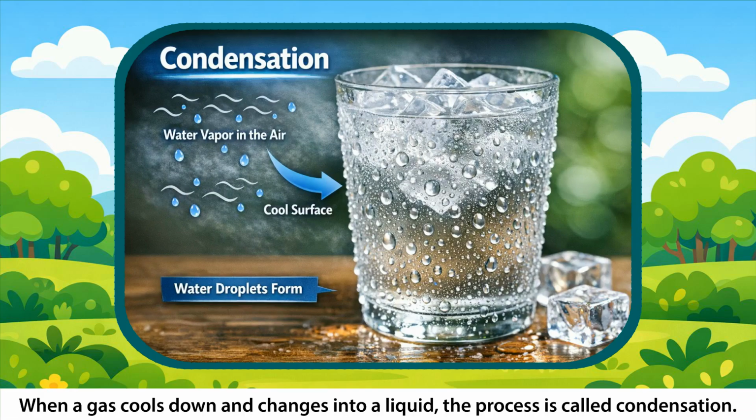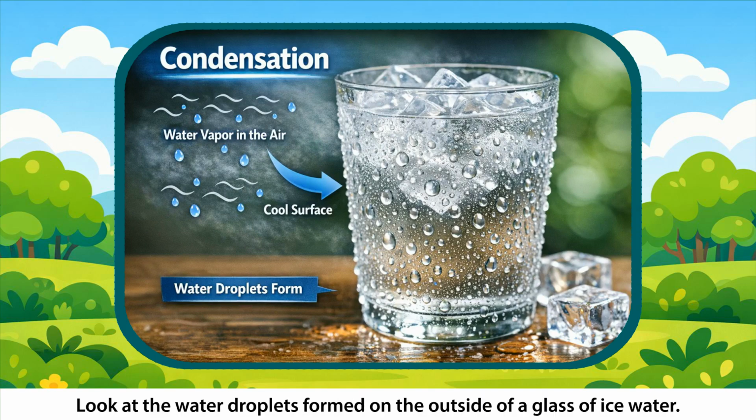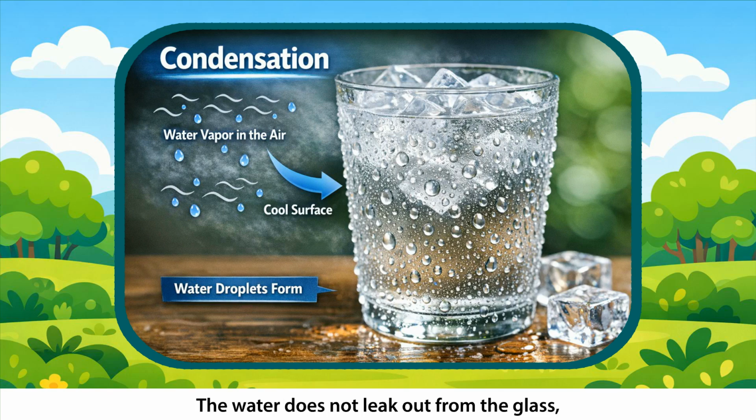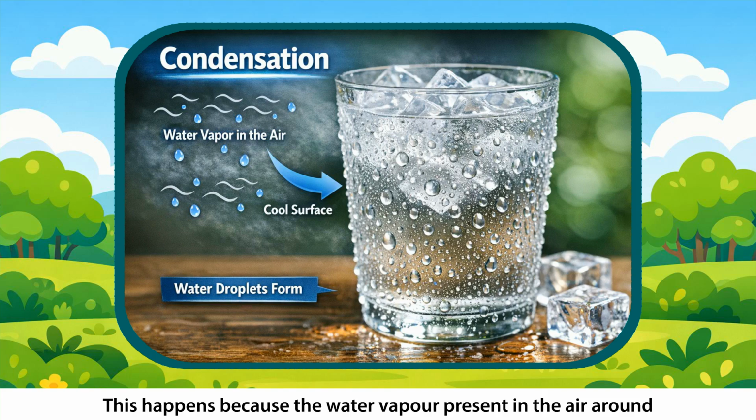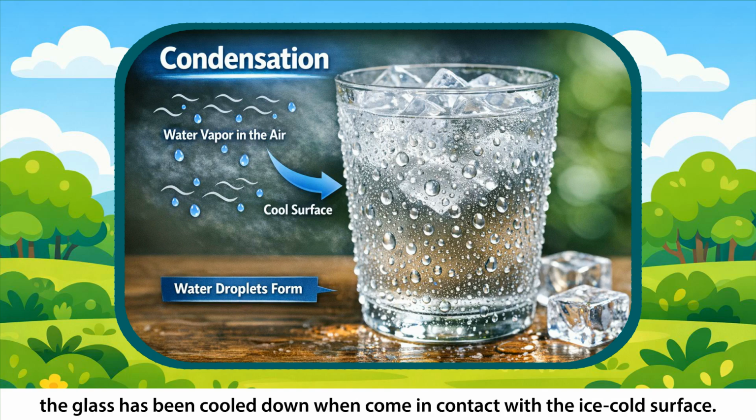Condensation. When a gas cools down and changes into a liquid, the process is called condensation. Look at the water droplets formed on the outside of a glass of ice water. The water does not leak out of the glass, but you still see water droplets outside the glass. This happens because the water vapor present in the air around the glass has been cooled down when it comes in contact with the ice-cold surface.